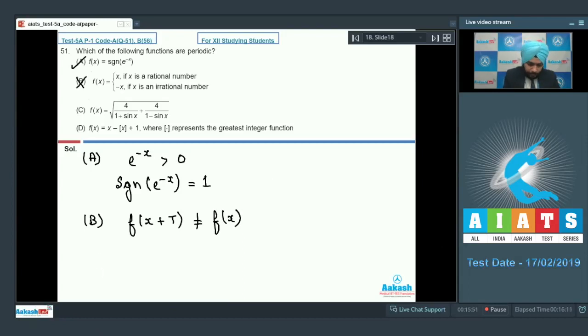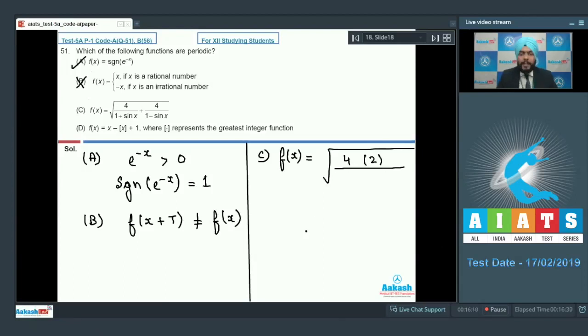Let us talk about option C. For C we have f(x) as fourth root of 4 upon 1 plus sin x plus fourth root of 4 upon 1 minus sin x, which is equal to fourth root of 4 into (1 plus sin x plus 1 minus sin x), so 2 divided by (1 plus sin x)(1 minus sin x), so cos square x. So f(x) is 2 root 2 upon mod cos x. Definitely mod cos x is periodic, and mod secant x is also periodic. Definitely C is periodic.